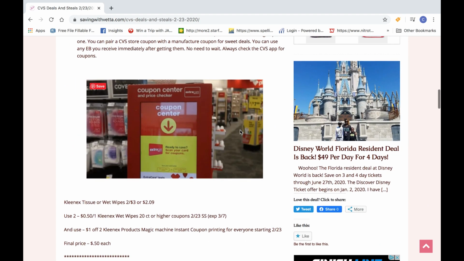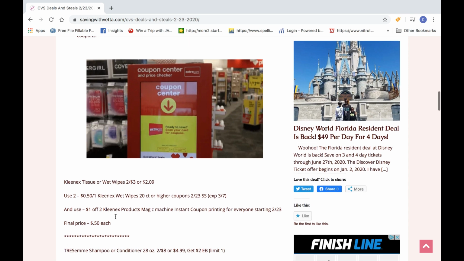The first deal we have is the Kleenex tissues. These are 2 for $3. We have a 50 cents off one from the 2/23 SmartSource. You're going to use two of those and buy two. And then we're going to use the $1 off two that will be printing starting tomorrow, making these 50 cents each. So that's a really nice deal to grab.